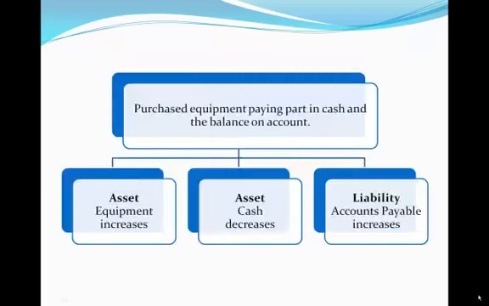Sometimes a company will make a purchase by paying a portion of the sale price in cash and then paying the remaining balance due at a future date. In this example, a company is purchasing equipment and making a down payment in cash and promising to pay the balance due later. The asset equipment increases while the asset cash decreases. The difference between the full cost of the equipment and the amount of cash paid will be the amount that is due in the near future. This is a liability for the company, and we use the liability account called accounts payable.